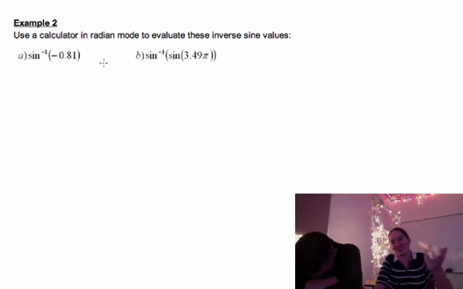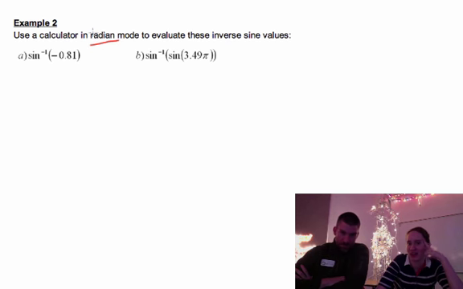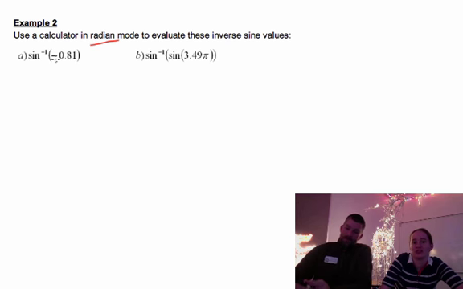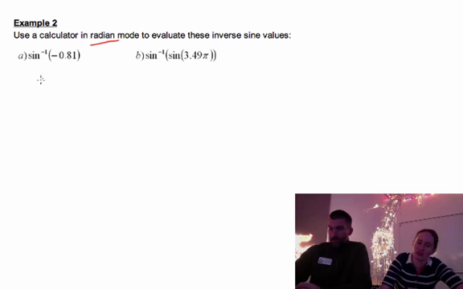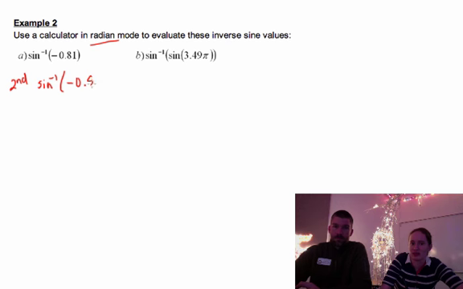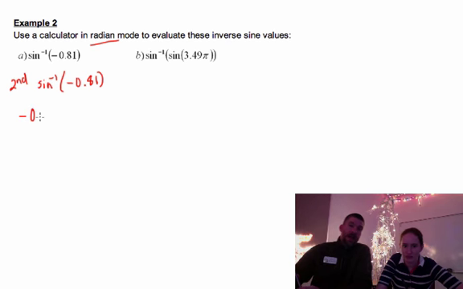Example 2, we're using a calculator in radian mode. That's nice of them to specify, to evaluate these inverse sine values. So we want to do the inverse sine of -0.81. On your Inspire, you press the trig button and you pick inverse sine. On the non-Inspire, you press second and then the sine button, and it shows you the inverse sine, and then you put this into your parentheses. You press enter, and as long as you're in radian mode, you should get -0.944.